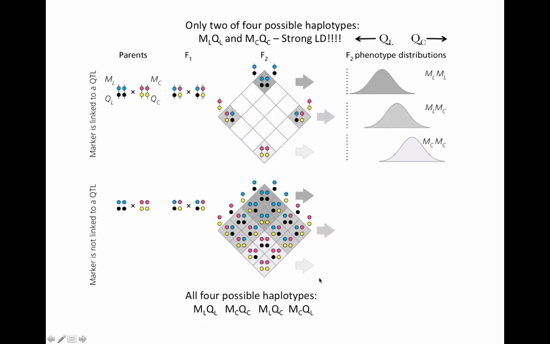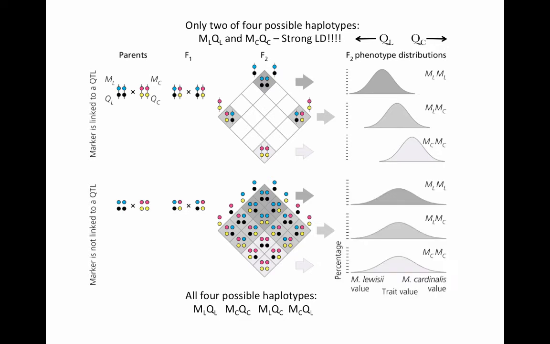So we've got all four possible haplotypes represented, as we would expect for a population that's in linkage equilibrium. And if we look at the relationship between the genotype at the marker and phenotype, let's first look at the homozygotes for the Lewisii marker. The dark gray is represented by these dark gray boxes here. So you see that all of these are homozygous for this blue marker locus.